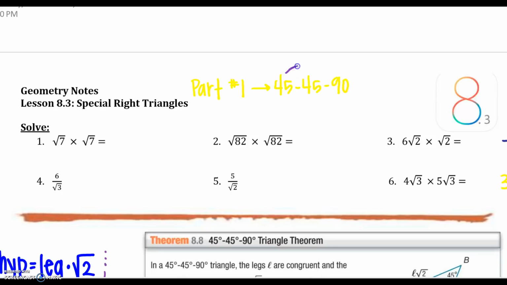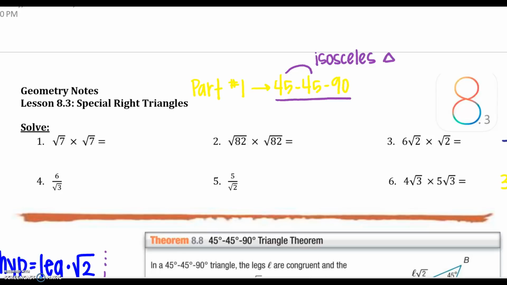So those are the angles, and notice I have two angles that are the same. That is going to allow us to conclude these are going to be isosceles triangles, so two legs that are congruent, which makes our two base angles congruent. So you can also find part two, and that will be our 30, 60, 90 degree triangles.